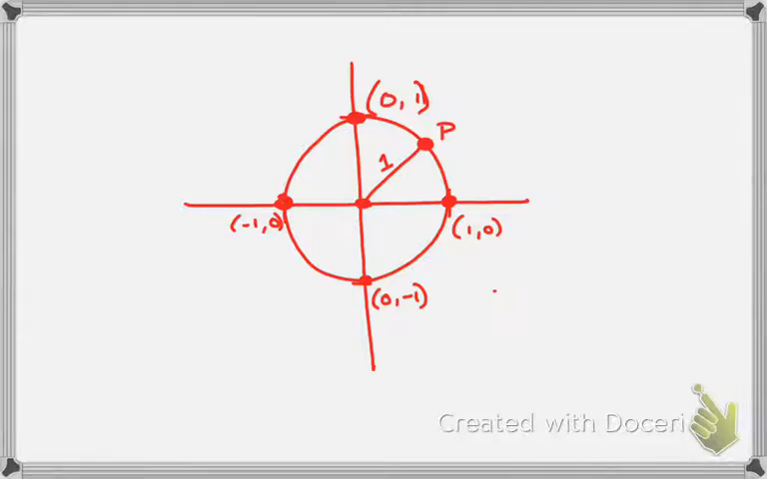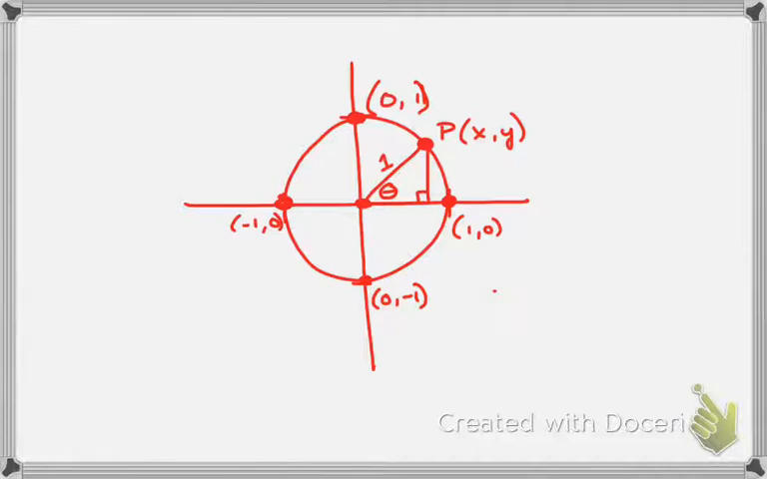So now let's think about this as an actual angle. Let's call this theta. If I drop down a perpendicular line to that x-axis, I now created a right triangle. Alright, so I'm going to call P as x, y. So now let's think about what the dimensions of this triangle would be.